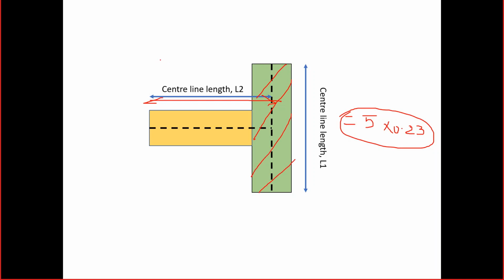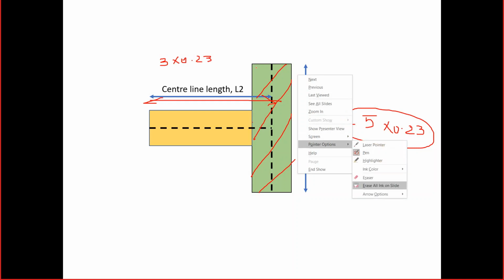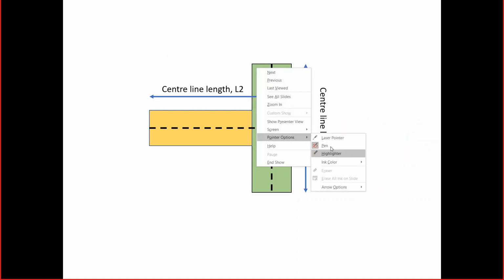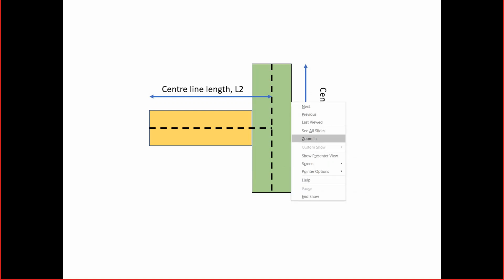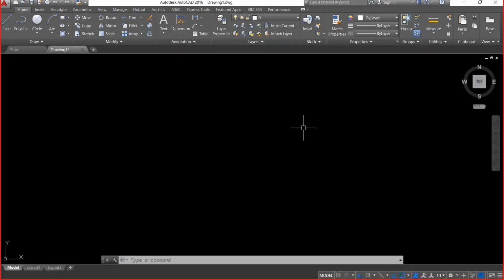When I consider centerline length 2, L2, which is, let us assume, 3 meter into 0.23, that is not the right method. Why? I need not consider this additional portion, because there is already a T junction formed. I'll show you what a T is. If you have a shape of T formed, then we need to do the deduction for this part. I think I can explain it better when I show you in AutoCAD.